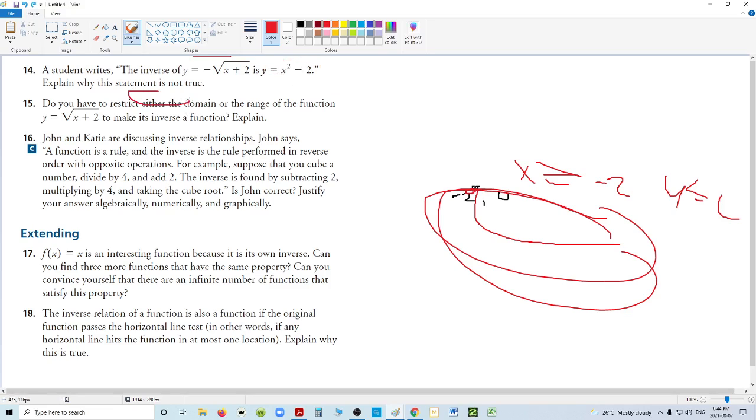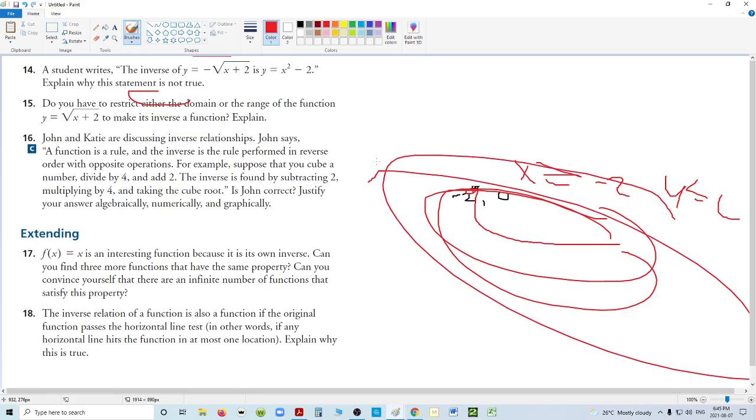Do you have to restrict either domain or range in the function of this to make its inverse a function? Yes, I just explained all that. You do indeed have to recognize the function you're working with so that when you inverse it, you do not break the rules of what existed before. You can't suddenly fabricate a new part of the function that never existed in the original.